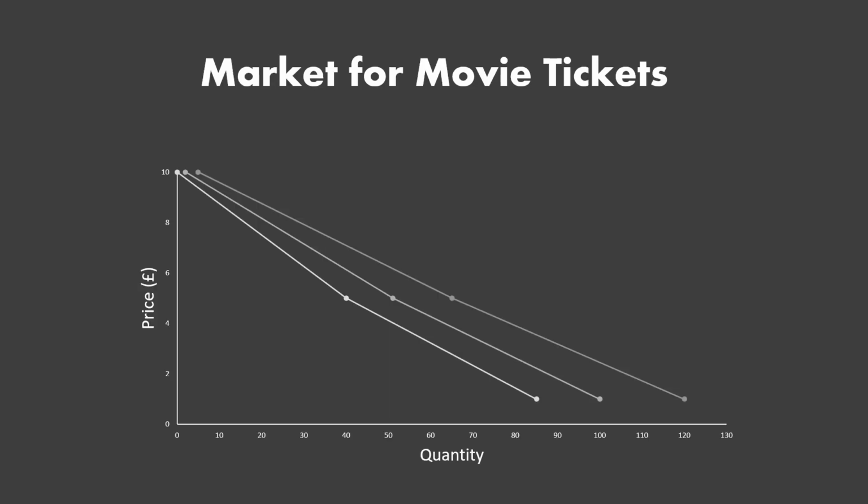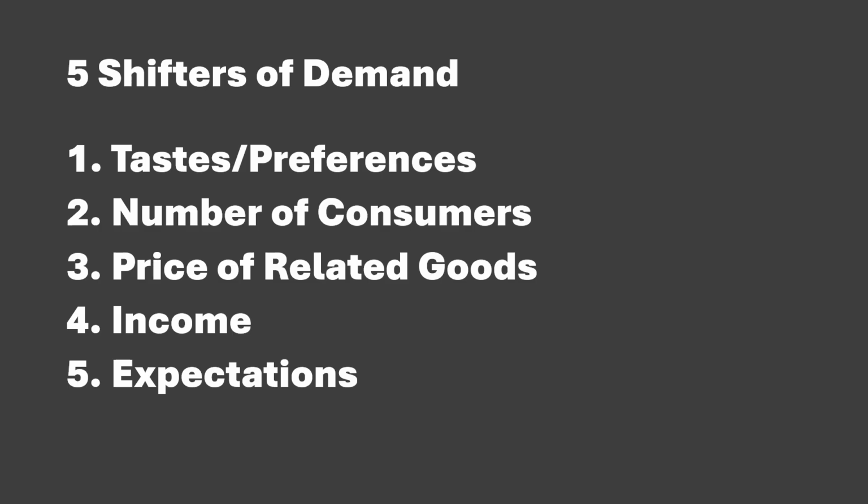It's important to know that a change in price moves along the demand curve, but if anything other than the price changes, the demand curve is shifted. For example, due to the rise of online streaming platforms, people choose to stay at home and watch movies instead of going to the cinema. As a result, the demand curve shifts to the left, a decrease in demand. On the other hand, a shift to the right would be an increase in demand. Now that we understand how price affects quantity demanded, let's look at the 5 main shifters of demand.